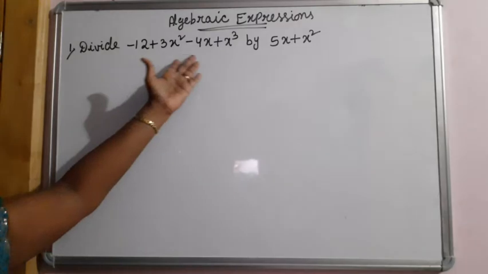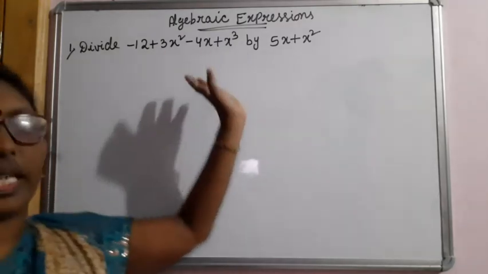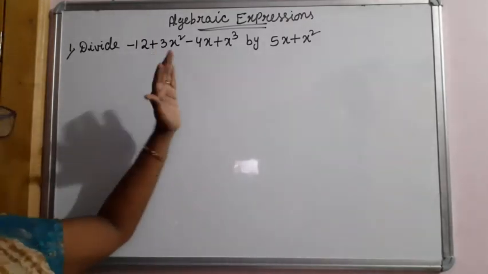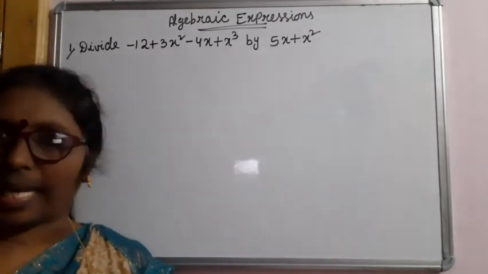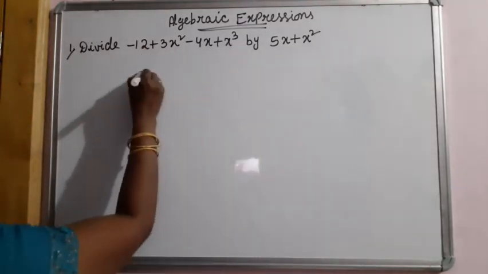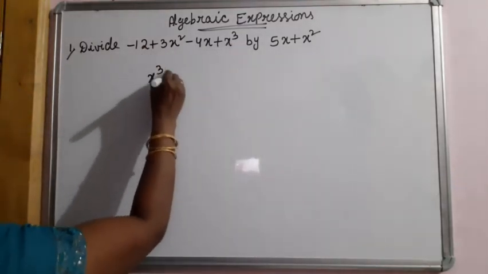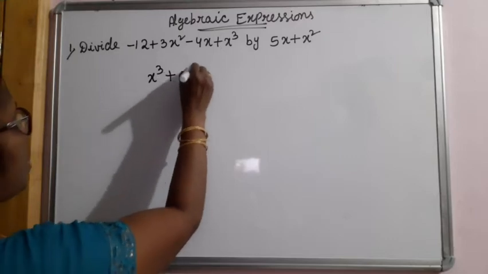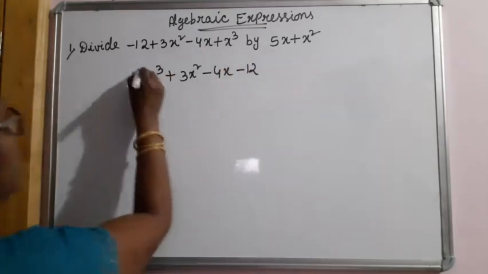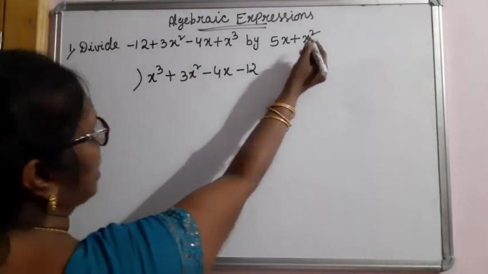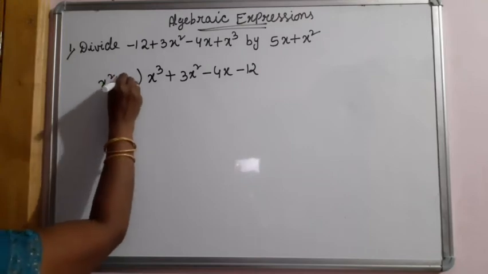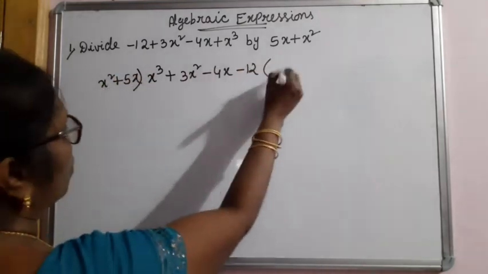As we see, the terms are not in order, neither in ascending nor in descending. Always let us try to arrange them in descending order. Same way the divisor. So the dividend is x cube plus 3x square minus 4x minus 12, divided by 5x plus x square. Let me arrange this also in descending order: x square plus 5x.